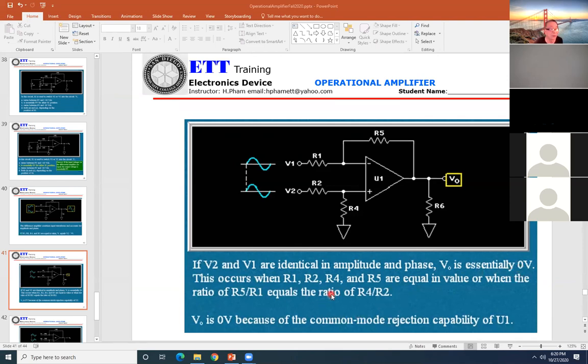This occurs when R1, R2, R4, R5 are equal in value, or when the ratio R5 over R1 equals the ratio of R4 over R2. Vout is 0 because of the common mode rejection capability of U1.